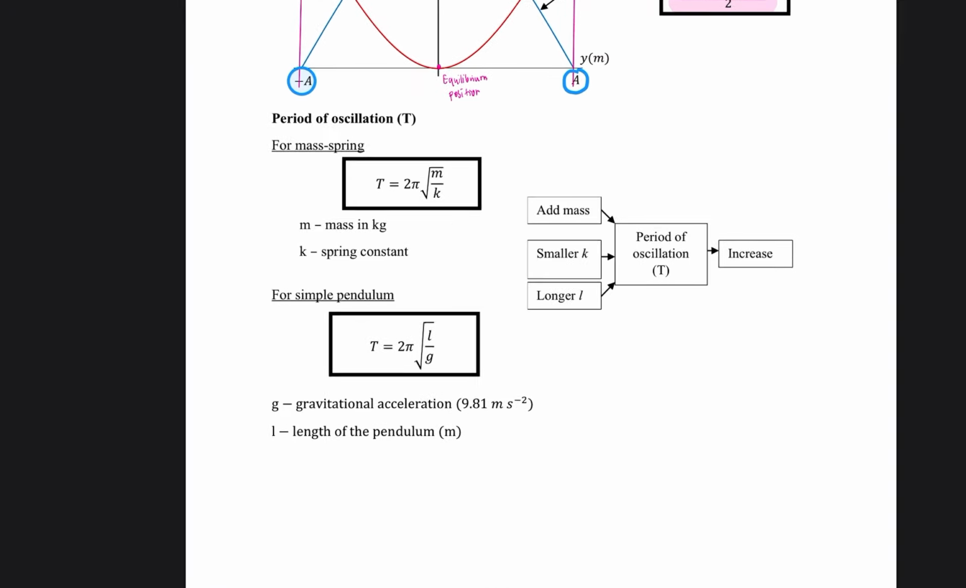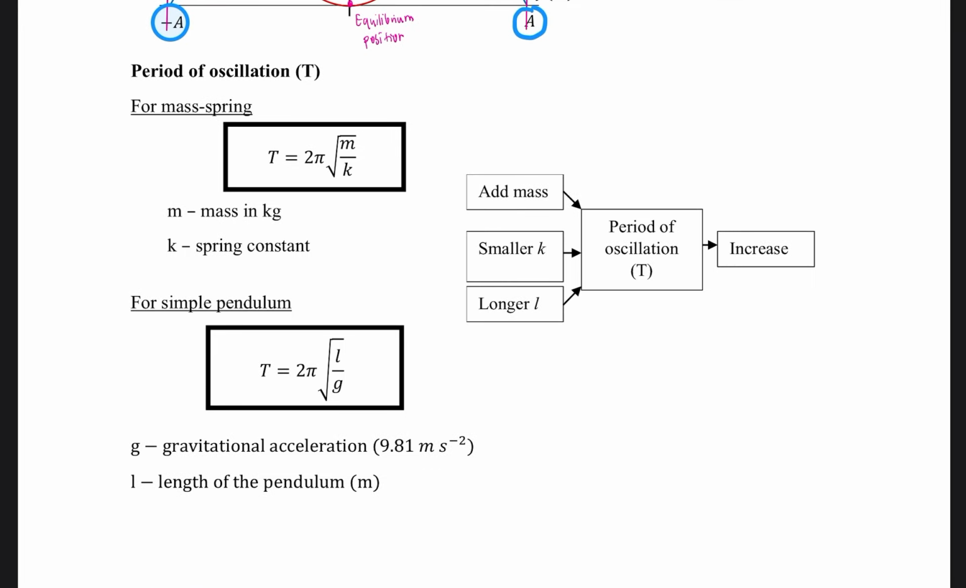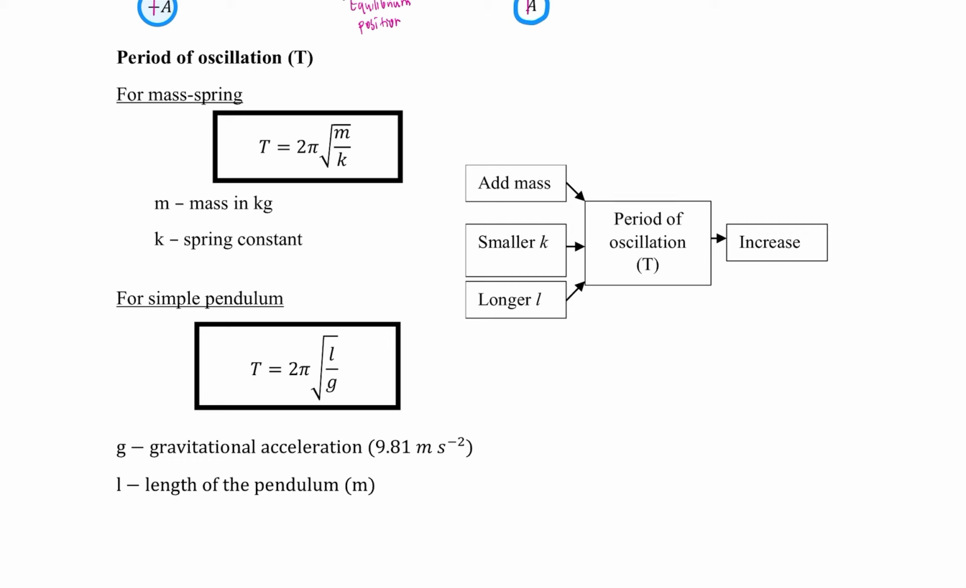Okay, a little more and we're done. Then we have the period of oscillation. Because it is simple harmonic motion, it is going back and forth. So for the period of oscillation, there are two cases. One is for mass spring, and the other is for simple pendulum.